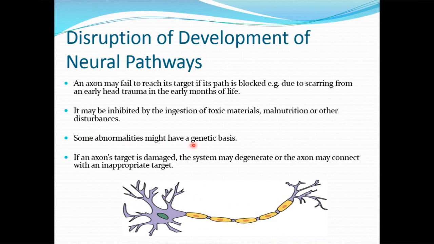Some abnormalities might have a genetic basis, we can understand that. If an axon's target is damaged, the system may degenerate, or the axon may connect with an inappropriate target. So you've got this axon growing, it needs to connect to certain other neurons, and maybe there's something wrong with the target it's supposed to connect with. Well, then that axon might just degenerate, or it will hook onto something else, with some potentially very interesting results.